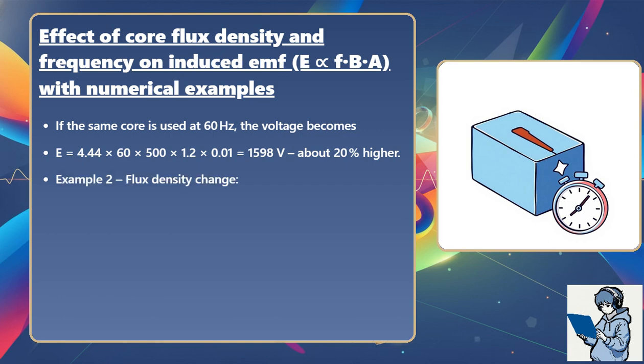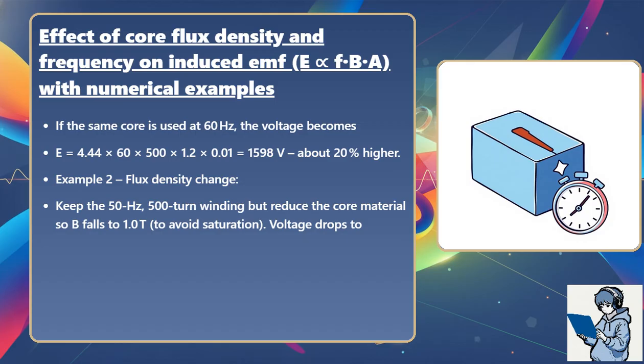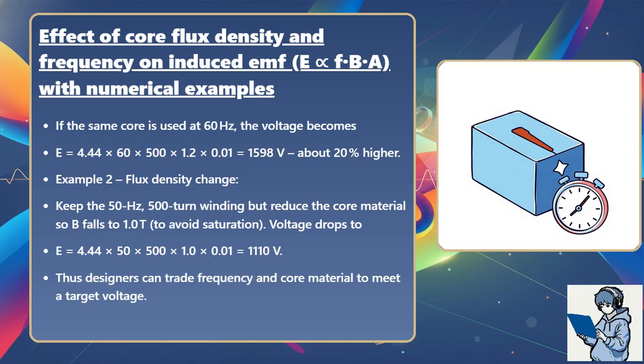Example 2, flux density change. Keep the 50 Hz, 500 turn winding but reduce the core material so B falls to 1.0 Tesla to avoid saturation. Voltage drops to E equals 4.44 times 50 times 500 times 1.0 times 0.01 equals 1,110 volts. Thus designers can trade frequency and core material to meet a target voltage.